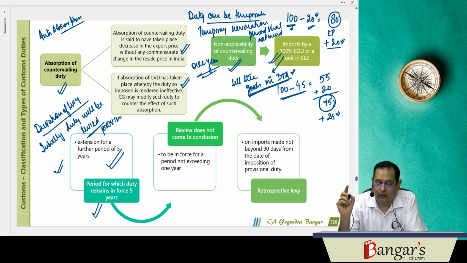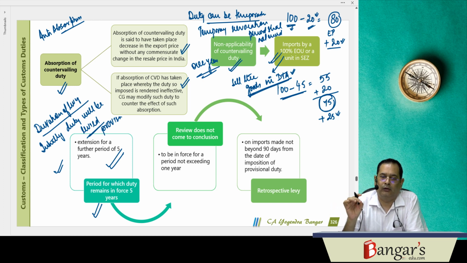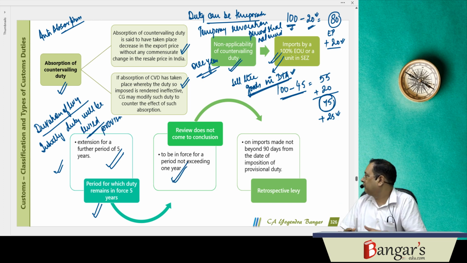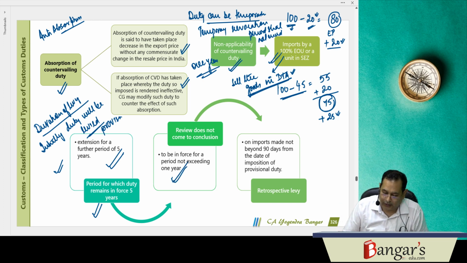Besides this, they are reviewing whether the duty must be extended or not. In case the review does not come to a conclusion at the end of the 5th year, the same can remain in force for a further period of 1 year.